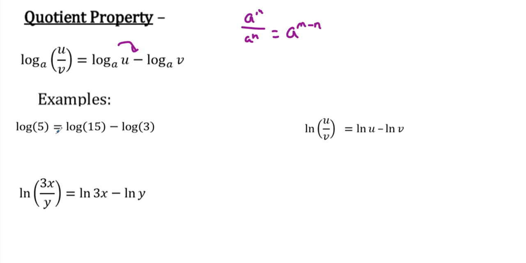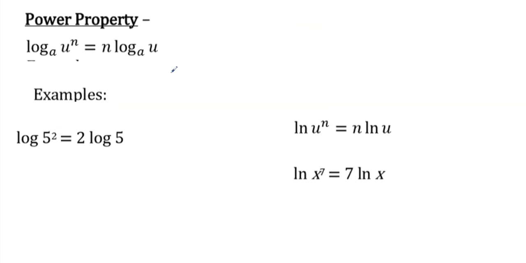So here's some examples again. We're going to take a log 5 and we can turn that into 15 divided by 3. So we just make that into a subtraction. Same thing here. We can divide this out, and I can even break this up using our product property. And again, here's another example over here. So it's always best to learn by doing. We'll get to that in a second.